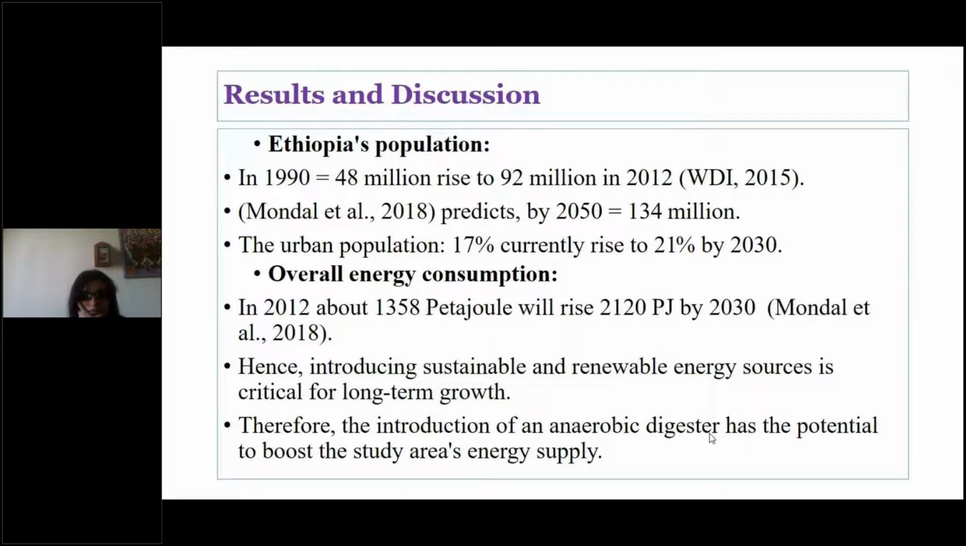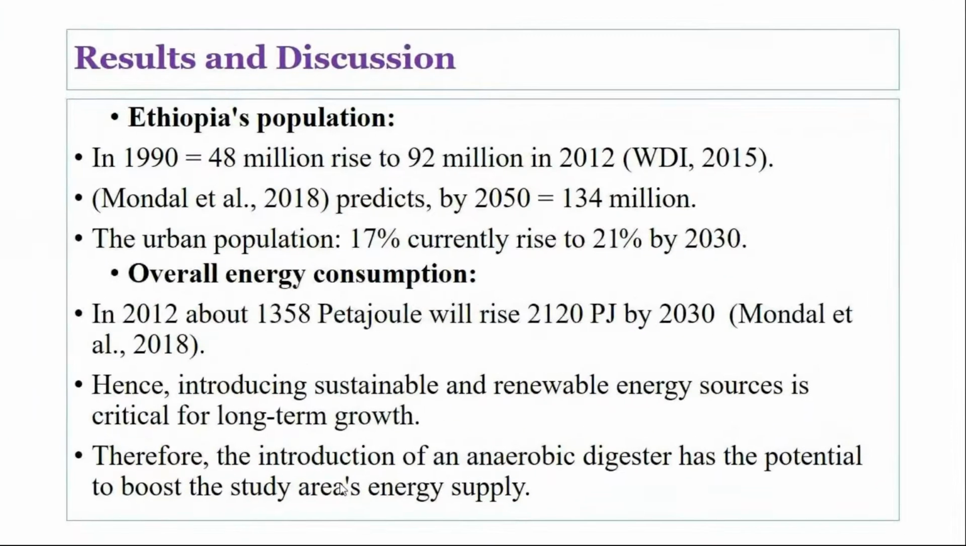Mondal predicted that by 2050, the total Ethiopian population will rise to more than 134 million people. Recently, 17% of the people in Ethiopia live in urban areas, which is expected to rise to 21% by 2030. In another way, in 2012, about 1,358 petajoule of electric consumption will rise to 2,120 petajoule by 2030.